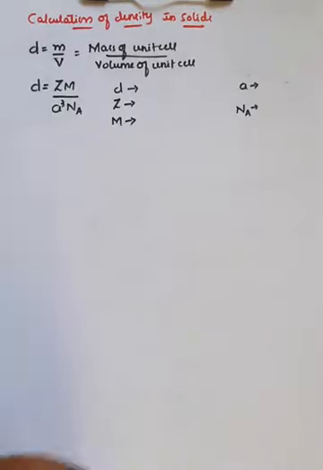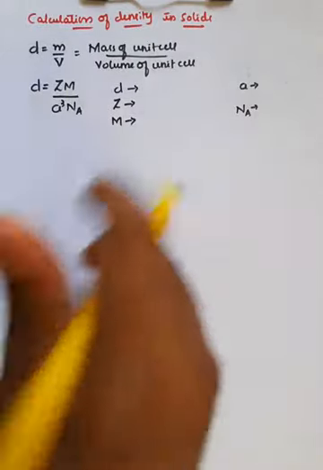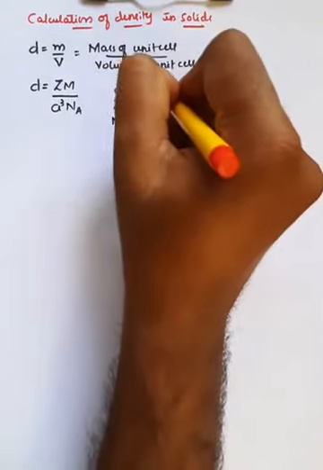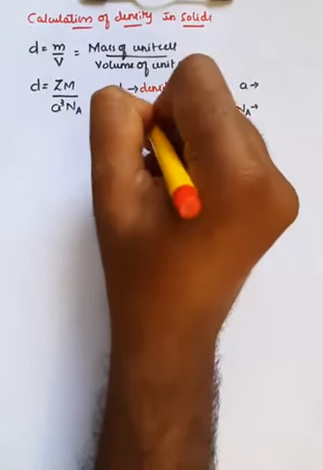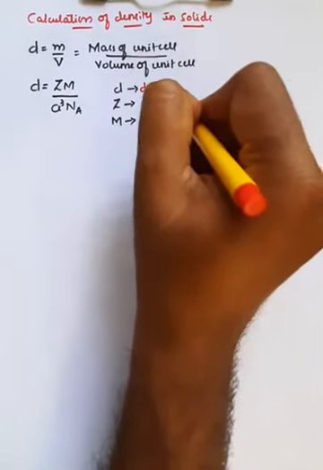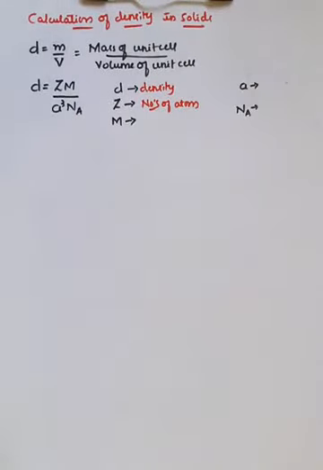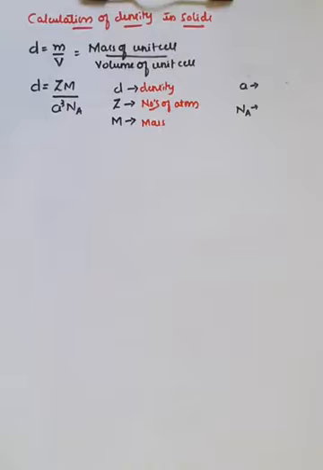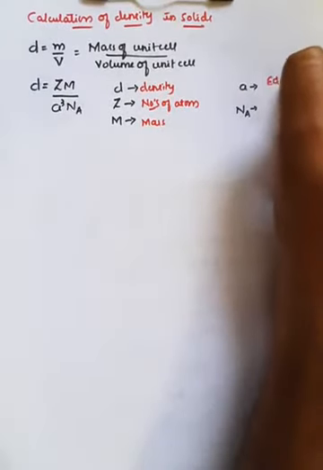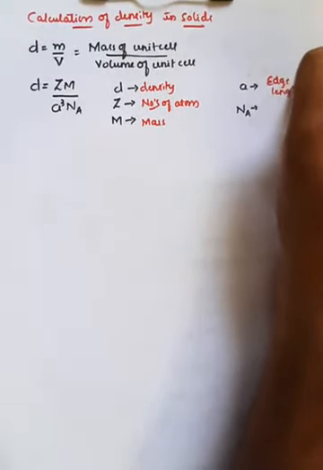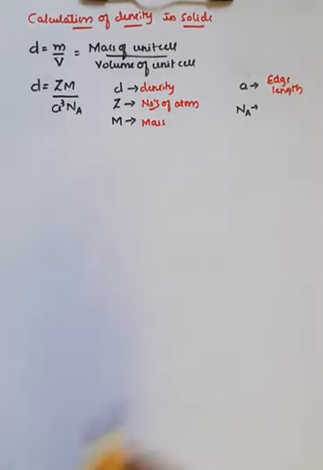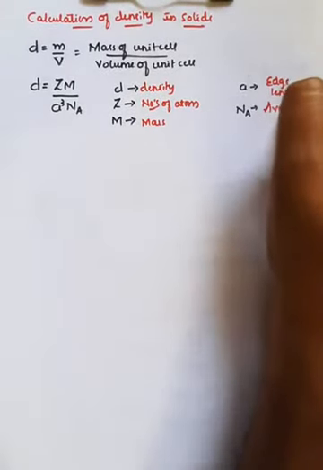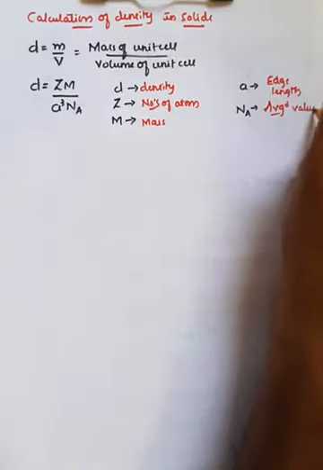So here I will write this one. Wherever there is a D, it is known as density, and Z means number of atoms, right? So how many atoms are present in a simple cube? Only one. In case of FCC there are 4 atoms, and in case of BCC there are 2 atoms, right? And M is generally recognized as mass, and a is the edge length of the cube, right? And Na represents the Avogadro value.